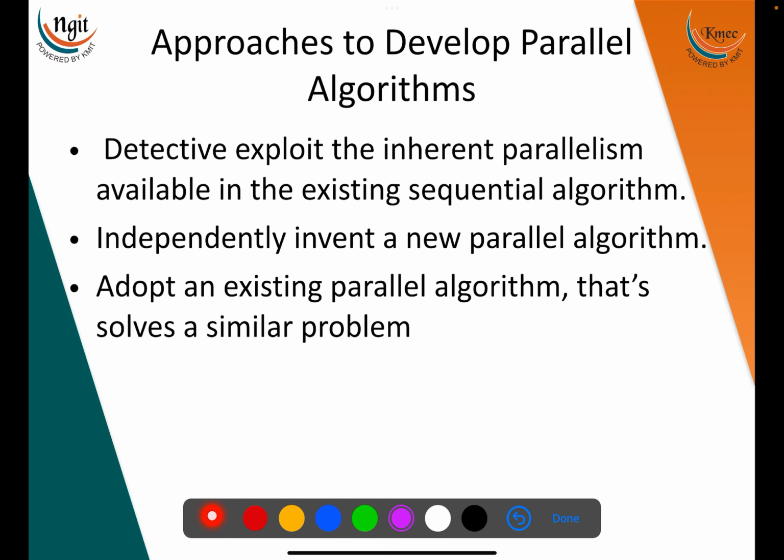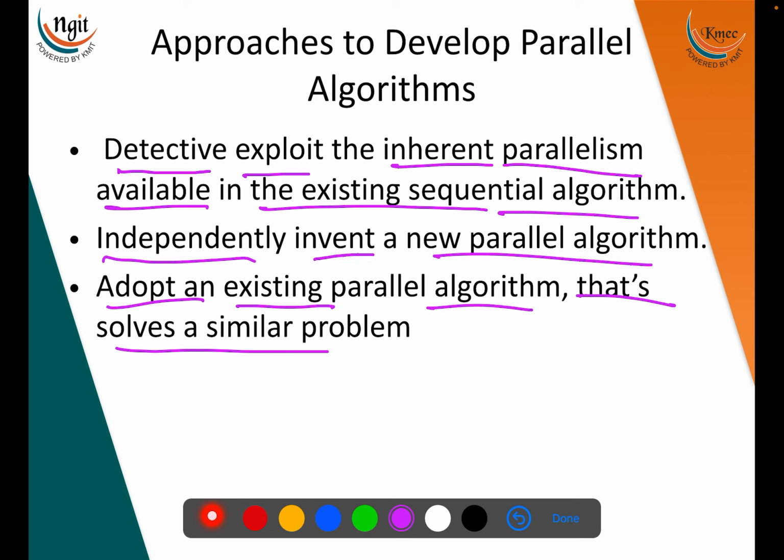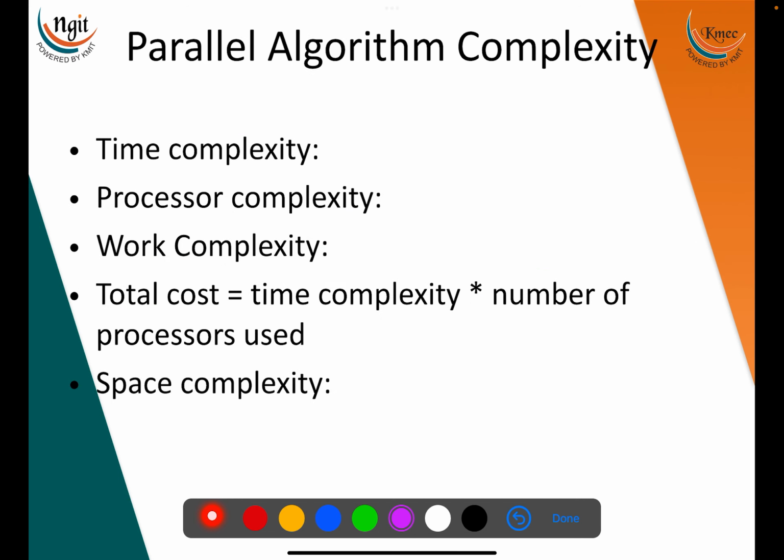Now, the approaches to develop parallel algorithms are: parallel algorithms for a given problem may be developed using one or more of the following. The first is to detect and exploit the inherent parallelism available in an existing sequential algorithm. The next approach is to independently invent a new parallel algorithm. The third is to adopt an existing parallel algorithm that solves a similar problem. So this is the approach to develop a parallel algorithm. Now we'll see how the complexity of the algorithm is calculated.